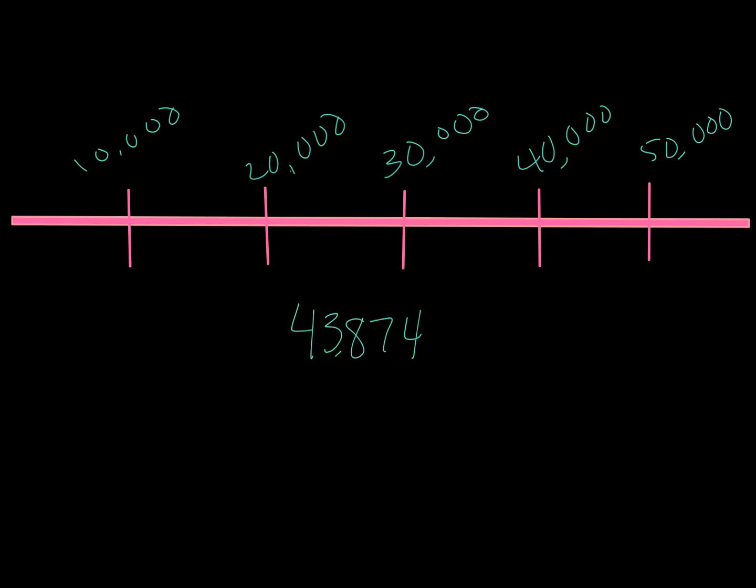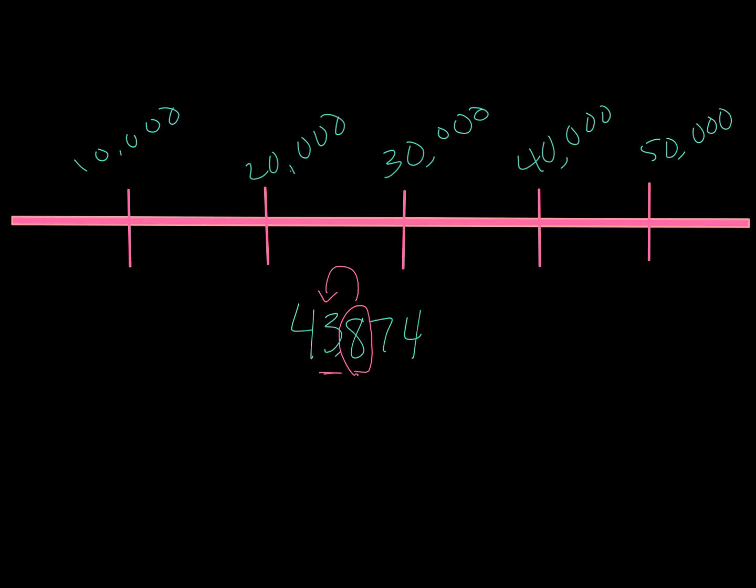Alright, so now we're going to use our number line to round 43,874, the same number as yesterday, not to the highest place value, but this time to any place value. And I've chosen the thousands place. And so we have to look at the number behind that, which is the 8, so that we can know what to do with that 3.